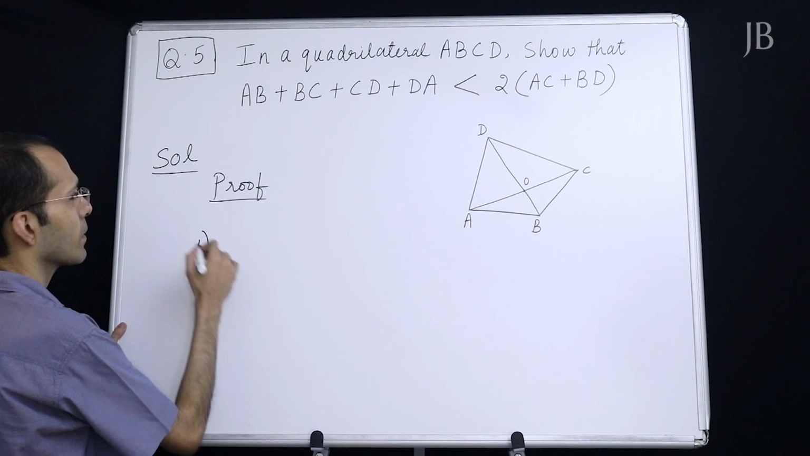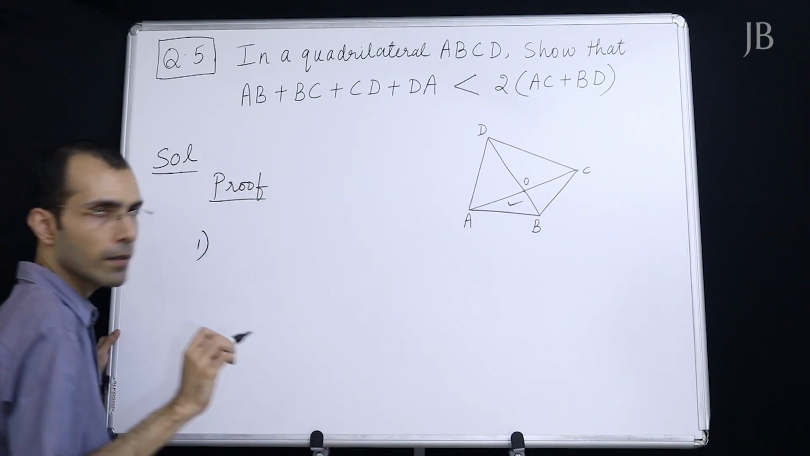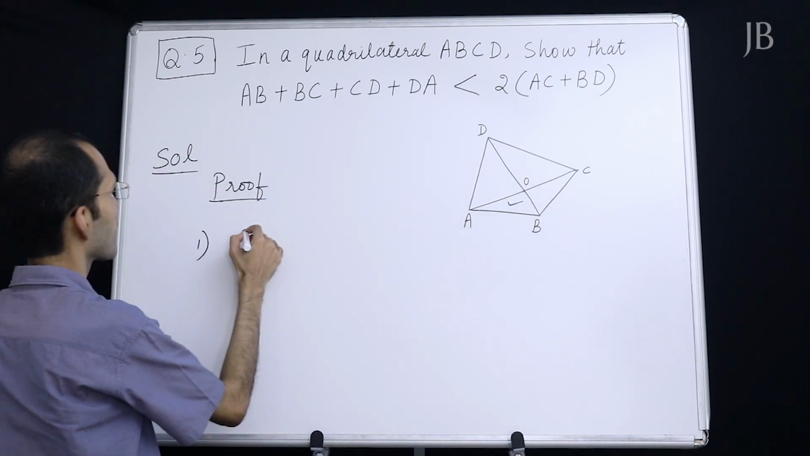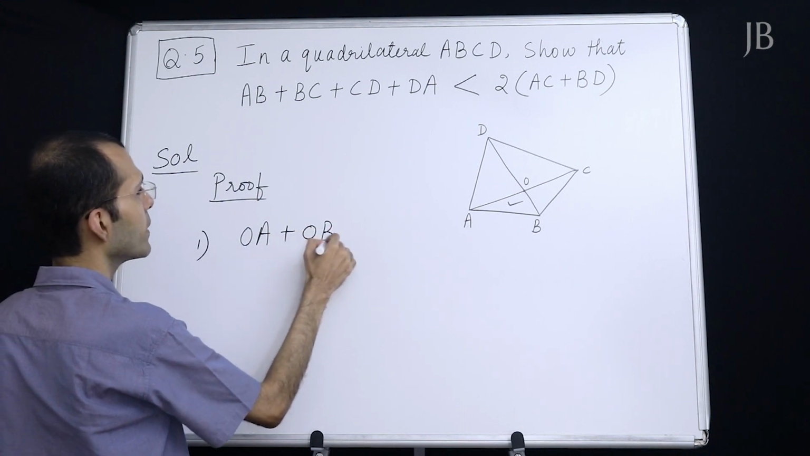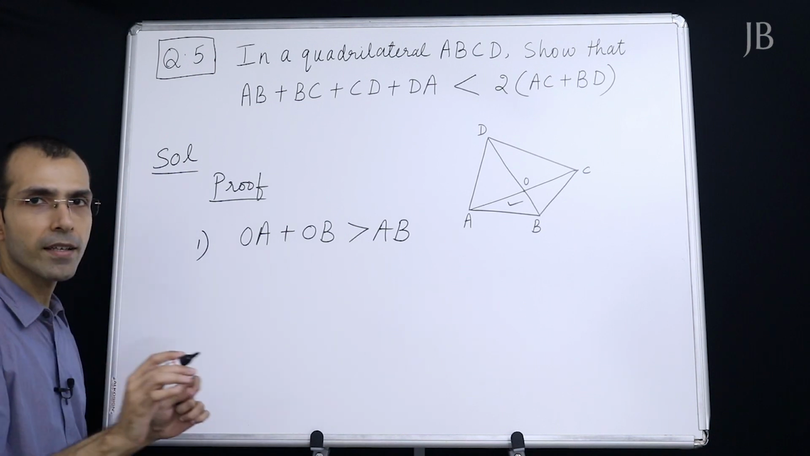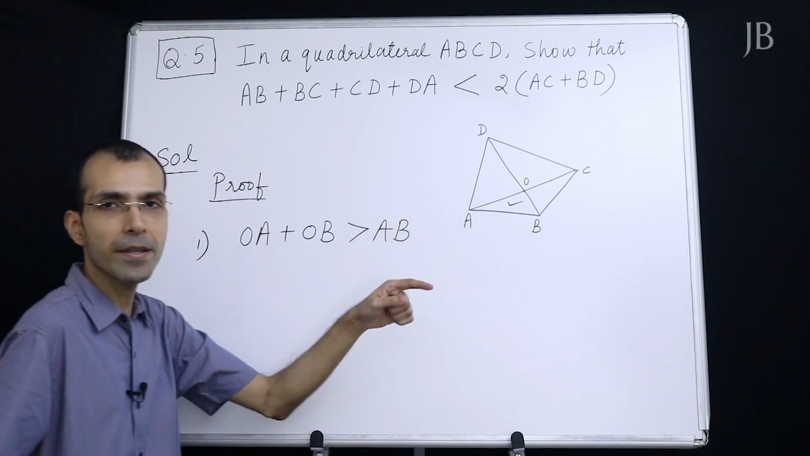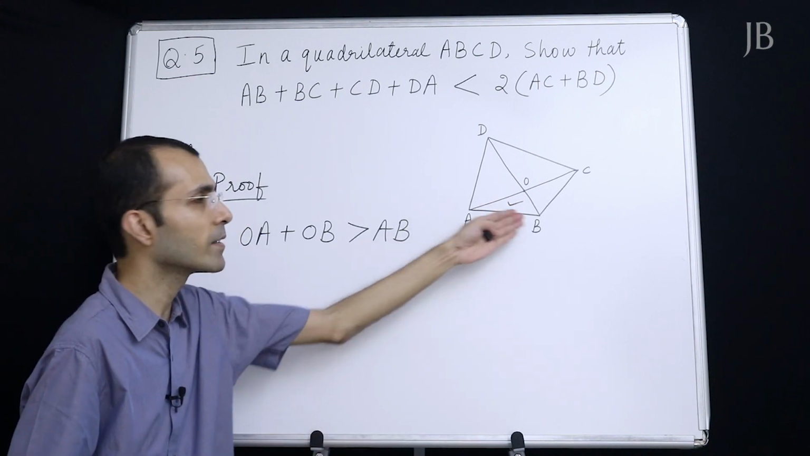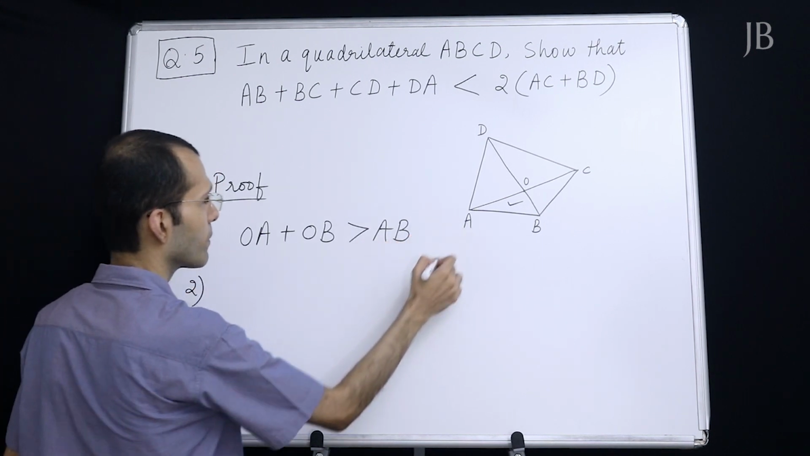First step, consider triangle OAB. So OA plus OB will be greater than AB. Do you agree? OA plus OB will be greater than AB. Sum of any two sides of a triangle is always greater than the third side. So that reason you will have to write it.